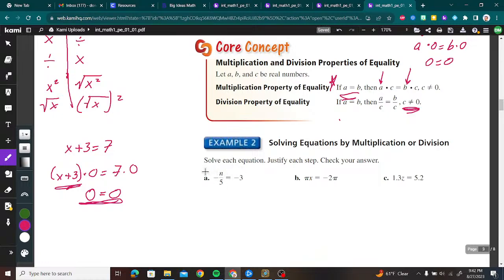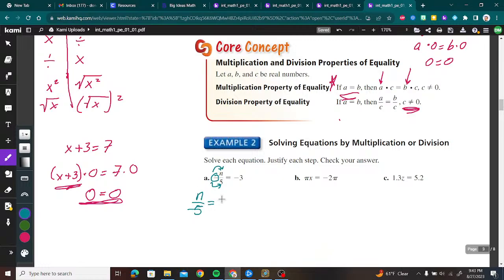So here we're going to solve each equation. I am going to forego the actual step justifying work for undoing division, so that's by multiplication. I want you to see this negative sign. Students get confused all the time about the fact that this negative sign can go up here or it can go down here.